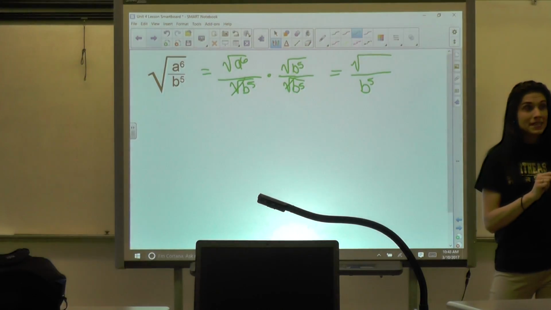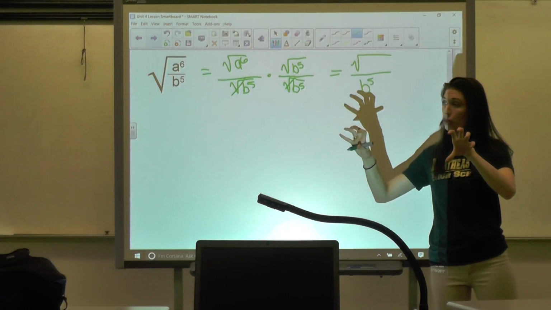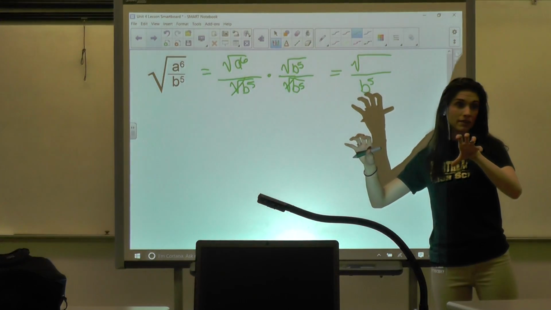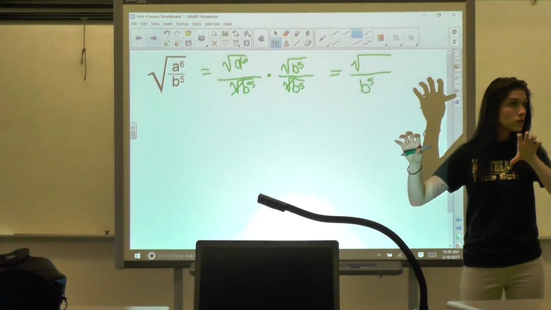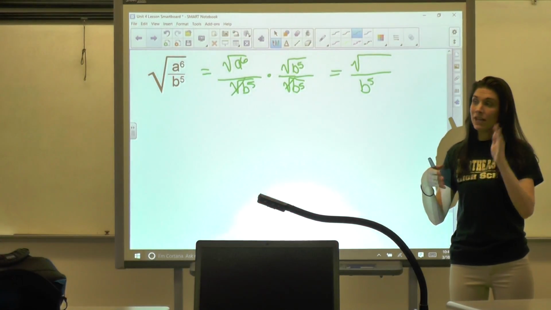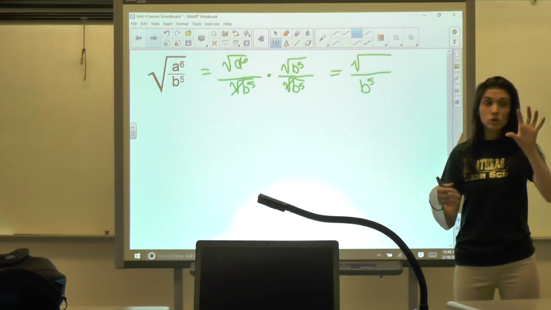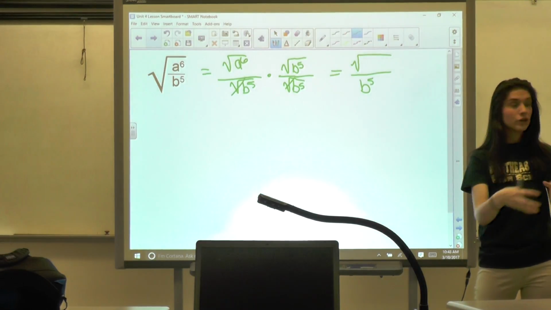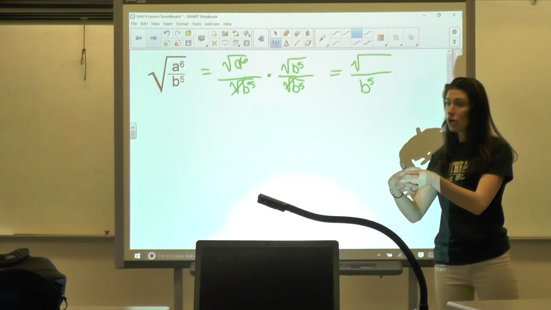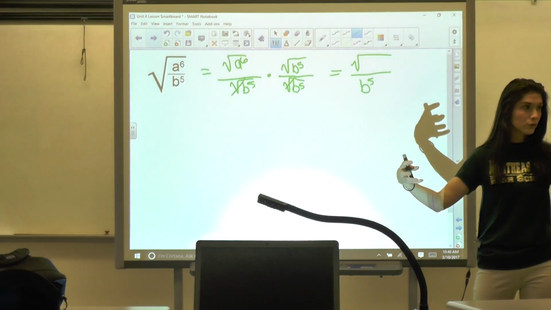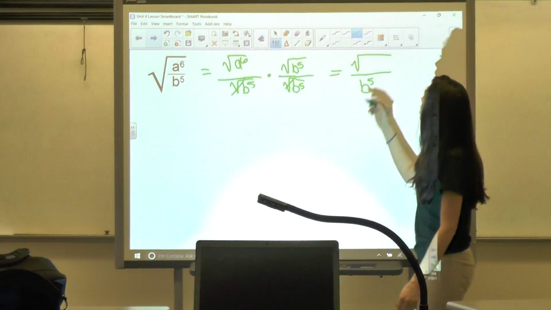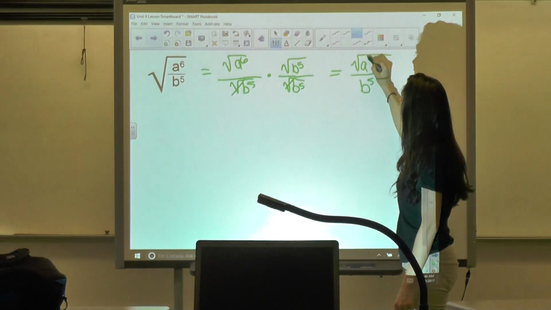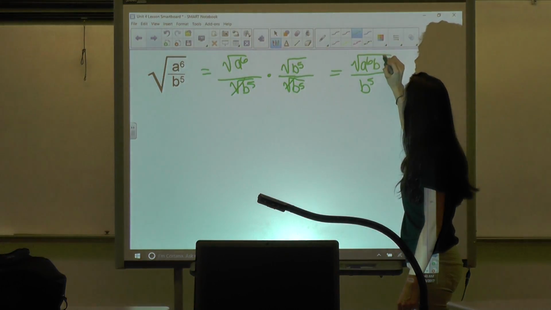Now, let me say this, if you have a square root and a cube root, they are not the same thing. You can't combine those. You can only combine them if they are the same radical. So square roots and square roots can go together, cube roots can go together, but you can't mix a square root and a fourth root, okay? So I have a to the power 6, b to the power 5.